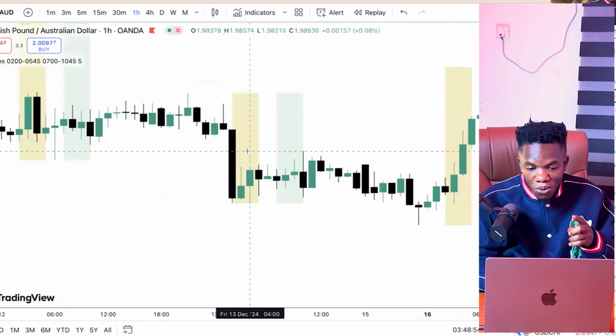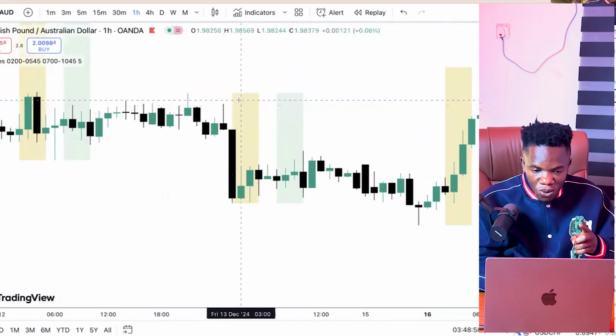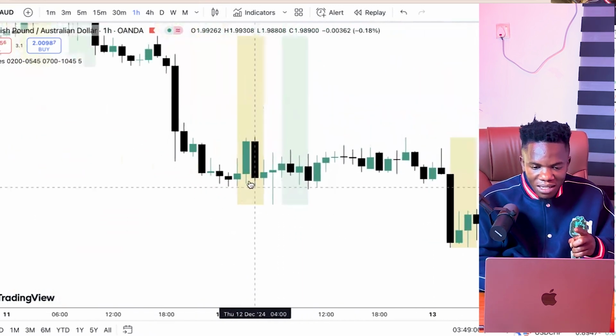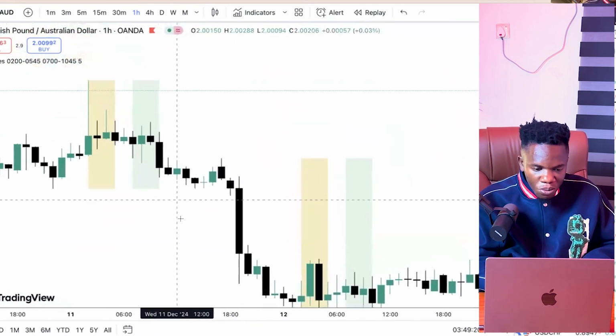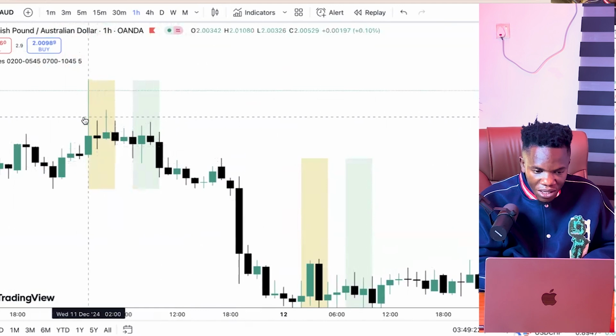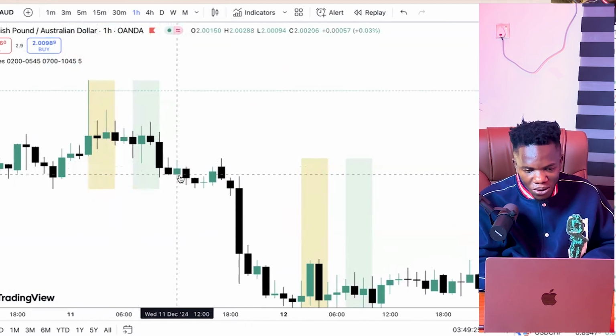This one, the high of the day was formed almost around this London key zone, and then the market dropped. Here was a consolidation day. I've told you guys we have days that are consolidating, and this one will be the last one. Here, the high of the day was formed exactly in this London key zone.